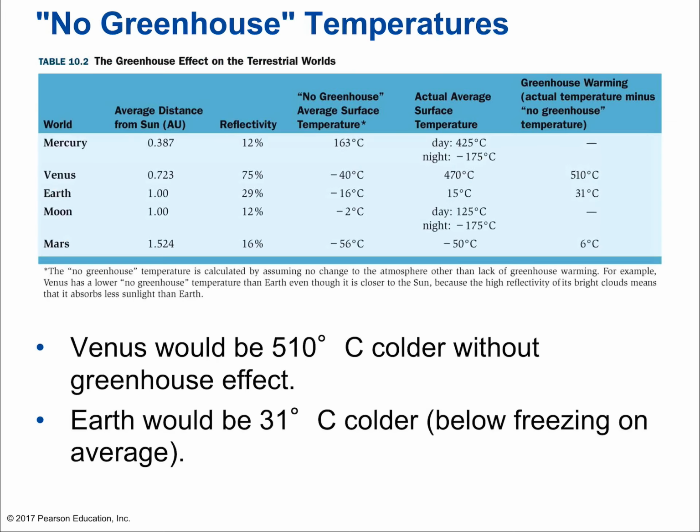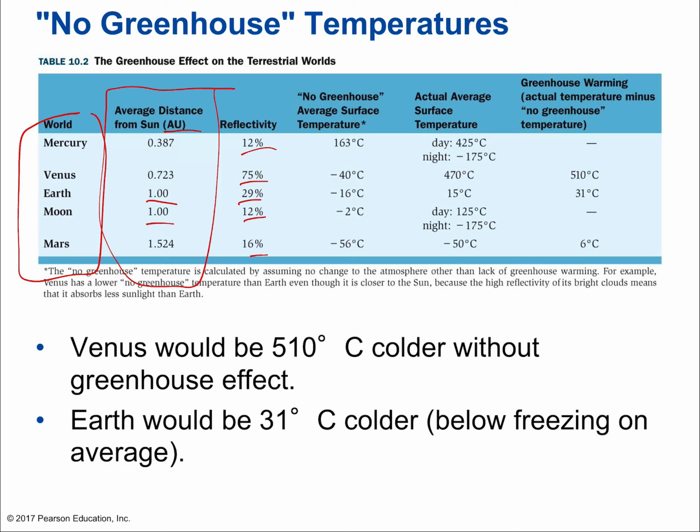Okay? All right. So let's think about no greenhouse temperatures in this very interesting table. Okay. So first of all, we have our worlds here. We have our distance from the sun in this column, measured in astronomical units, so Earth is exactly 1. The moon, on average, is also exactly 1. Here we have the albedo, or reflectivity, okay? Mercury, fairly reflective. Venus, very reflective. Earth, moderately reflective, all right? The moon, actually kind of moderately reflective.